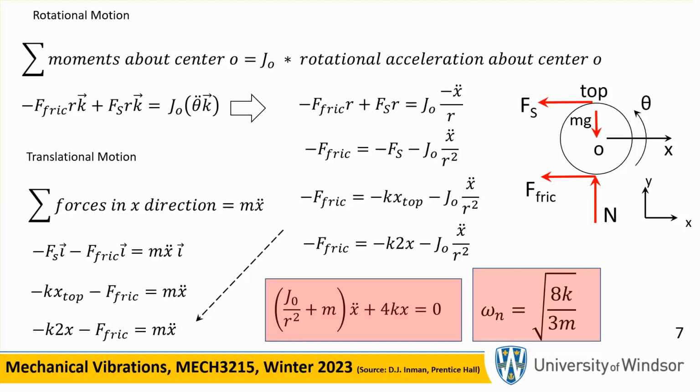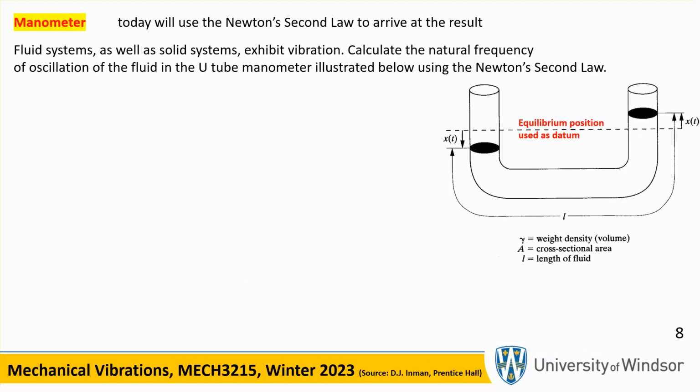When the spring was at the center O, attached to the center O, that 4 became a 2. And natural frequency, if I assume that JO is 1/2 mr squared for a disk and clear it up, I get 4K over 3m. For the previous case, natural frequency was square root of 4K over 3m. Okay, so let's move on.